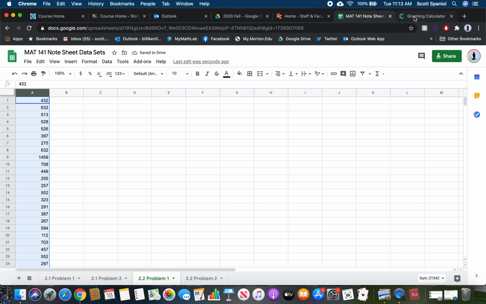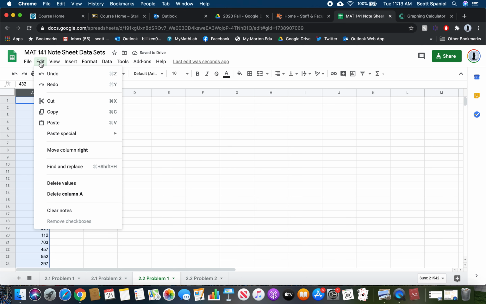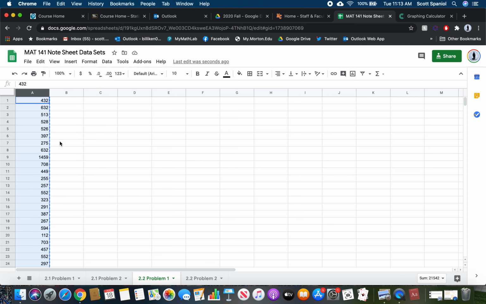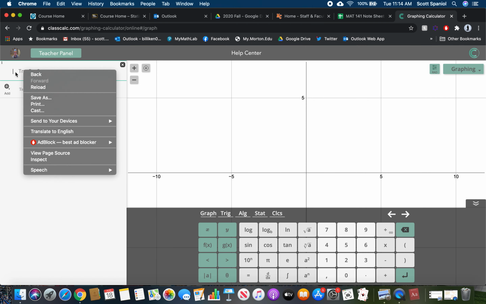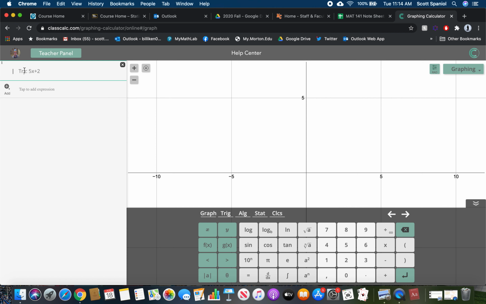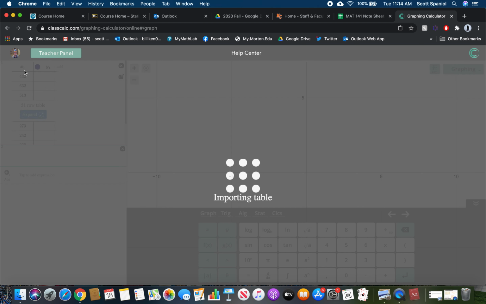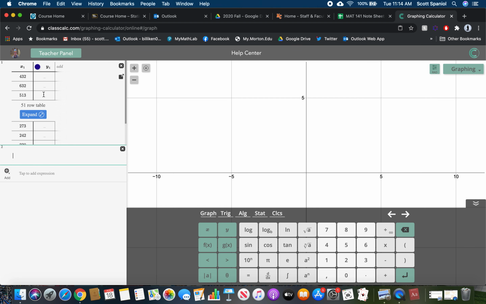So what we want to do is copy this, which you can either go to Edit, Copy, or you can use Control-C if you're on a PC, or Command-C if you're on a Mac. We're going to copy that, and then we're going to go over here and paste it. And to paste it, you have to use the shortcut. So the shortcut keys are Command-V or Control-V. And it should paste your data in.